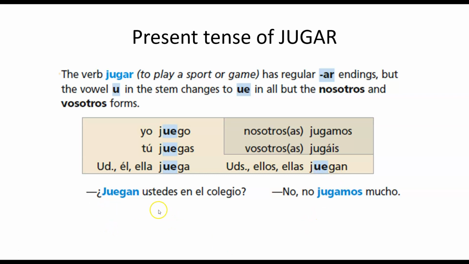So if I ask you, ¿juegan ustedes en el colegio? Do you all play at school? No, no jugamos mucho. No, we don't play a lot. And notice, because in the nosotros form, it does not stem change.